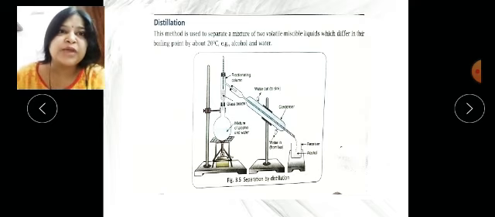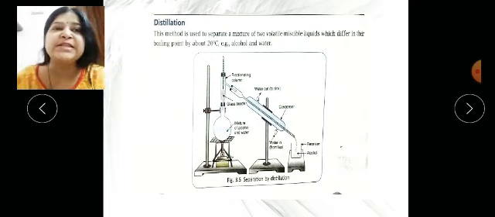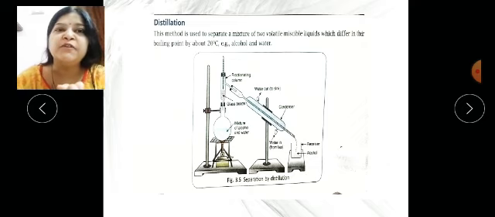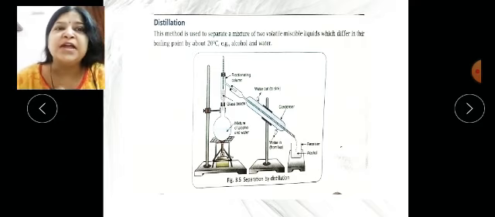Today I am going to explain the distillation process. As you can see in the picture, you should remember that it is a combination of evaporation process and condensation process. In other words, evaporation plus condensation is equal to distillation. What is the principle behind distillation? Through this method, we can separate mixtures based on their different boiling points.